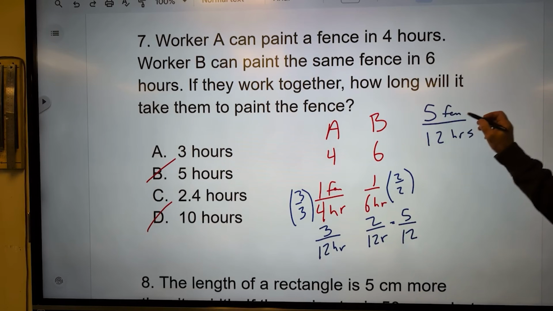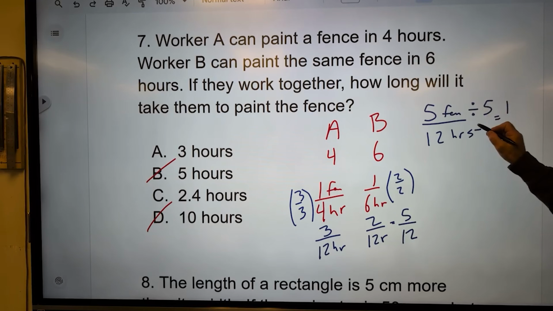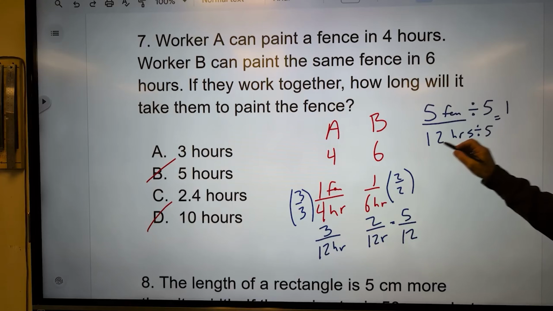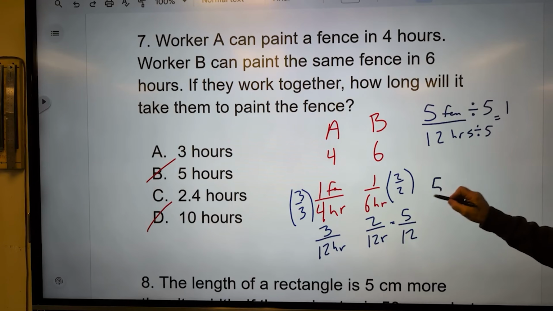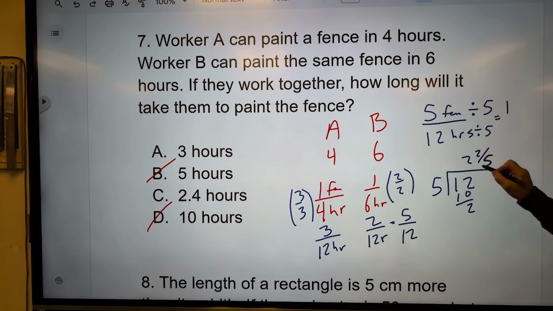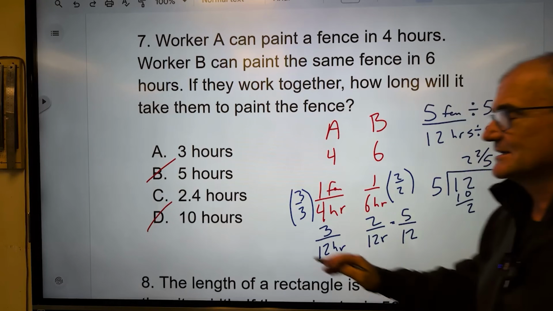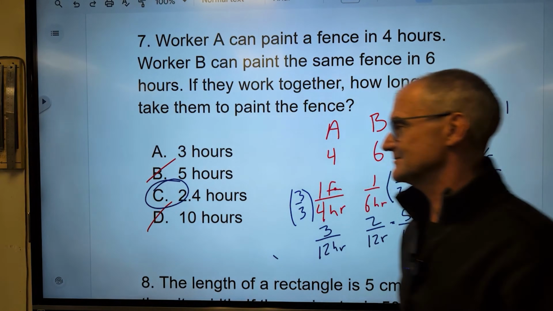To get to one fence here, I got to divide this by 5. That's going to give me one fence. If I do that to the top, I have to do it to the bottom. So I have to do 12 divided by 5. 5 goes into 12 twice, giving me 10. 2 comes down. 2 and 2 fifths. So 2 hours, convert this to a decimal 0.4. So 2.4 hours. Correct answer is answer C right there.